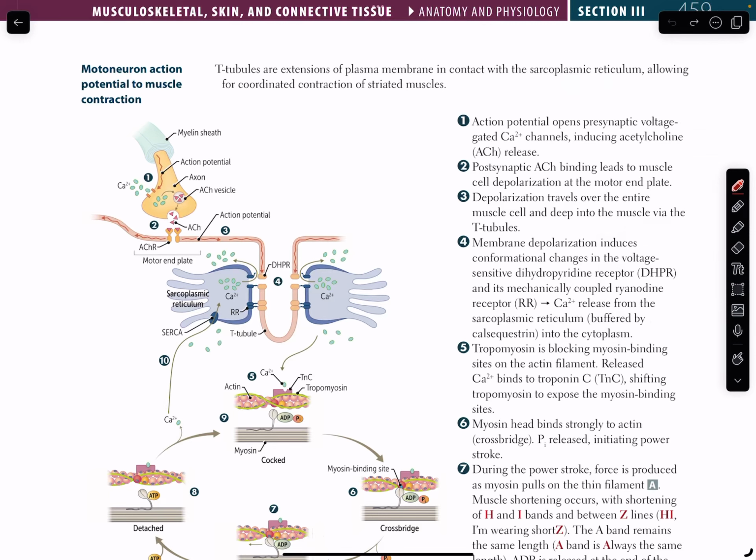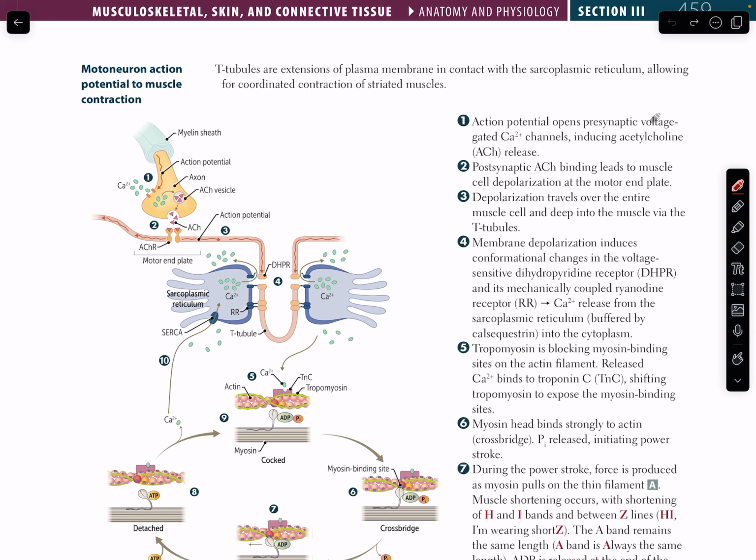This is motor action potential to muscle contraction. So T-tubules are extensions of the plasma membrane in contact with the sarcoplasmic reticulum. These are the T-tubules. They are extensions of the plasma membrane, which covers the muscle. In contact with the sarcoplasmic reticulum, they allow for coordinated contraction of striated muscles. So this is the sarcoplasmic reticulum. It is in contact with it, which allows for coordinated contraction.